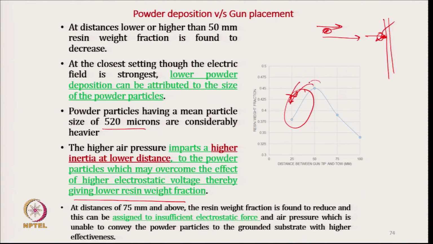But beyond a certain distance like 50 mm, if we increase the distance, then that charging effect dominates. So, lower charging will be dominating and which will ultimately affect the resin deposition. So, here in this zone the reduction is due to the electric charge, and in the left zone reduction is due to the inertia.